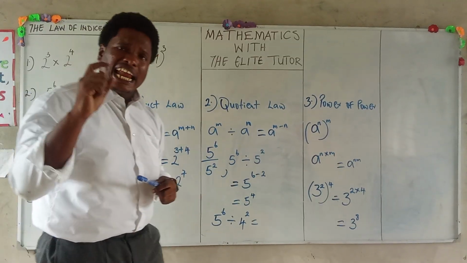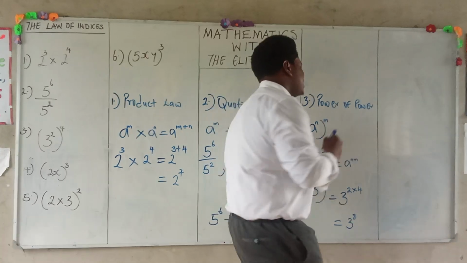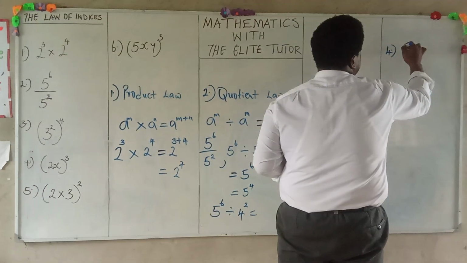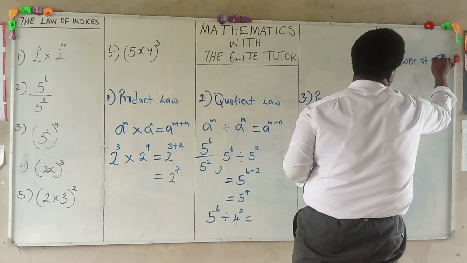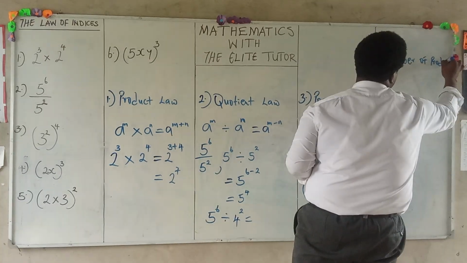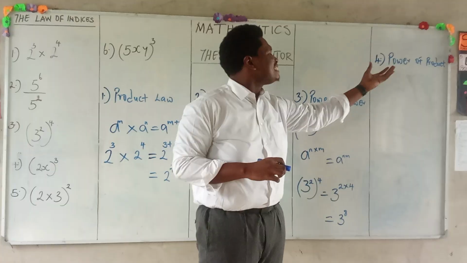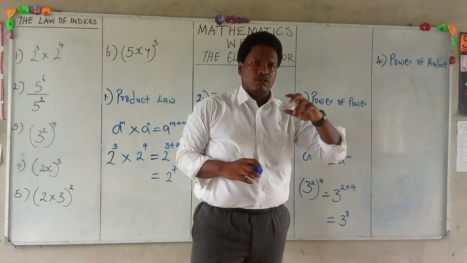And then the last rule of indices for this video, we are going to be looking at rule number 4, which is the power of product. Please, I want you to pay attention closely so you don't mistake the power of power law and the power of product law.